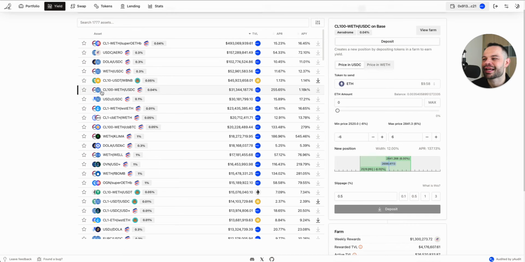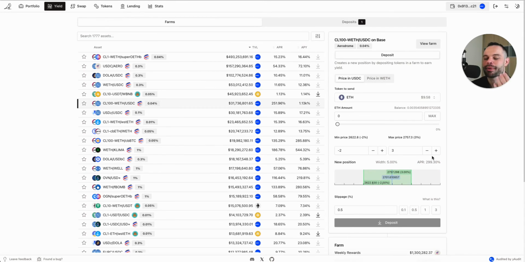Okay, what does this CL100 refer to? Well, it basically means that each of these tick spacings on this graph, where we're adding liquidity and setting our range, is representative of 1%. So when you're assessing pools on Aerodrome and on VFAT, CL100 means that each tick spacing is worth 1%. And a pool like this one, CL10, means that each tick spacing is only worth 1/10 of 1%. So we can use these concentrated liquidity pools to add liquidity in a very narrow range and bump up the APR that we're earning as a result.